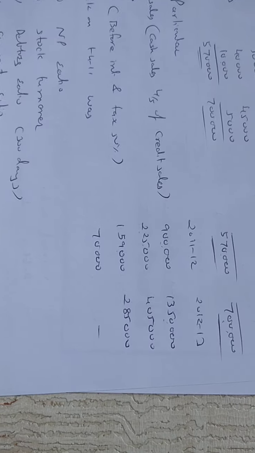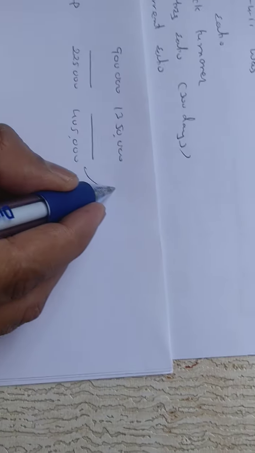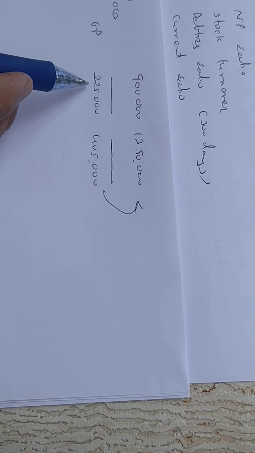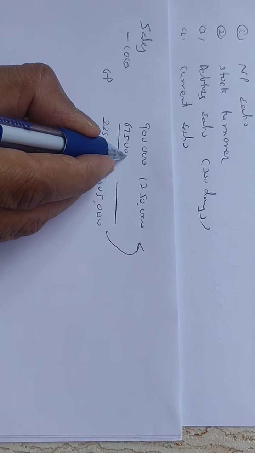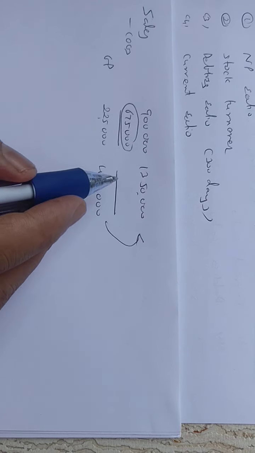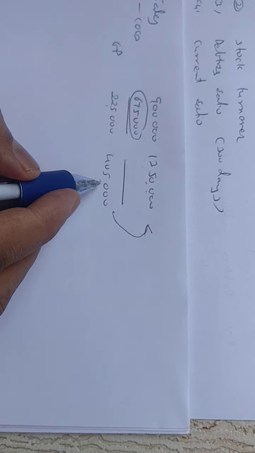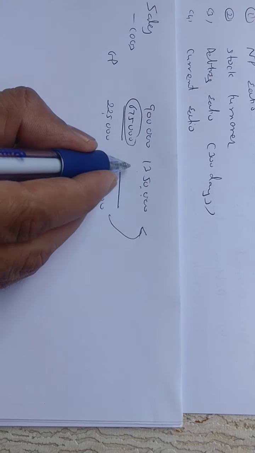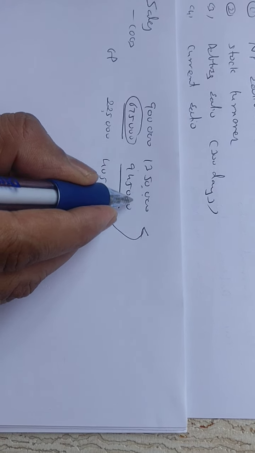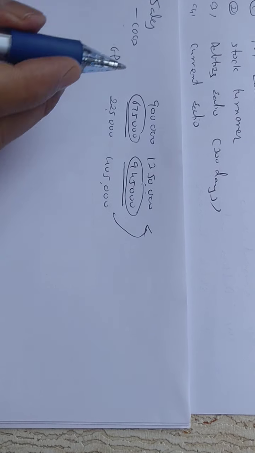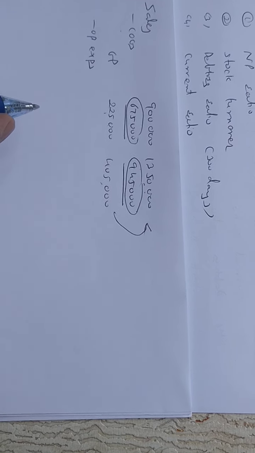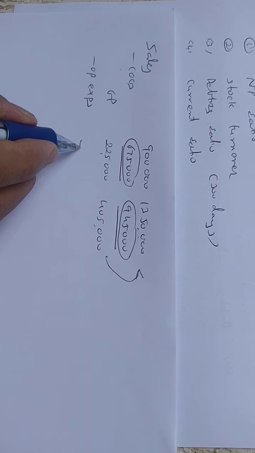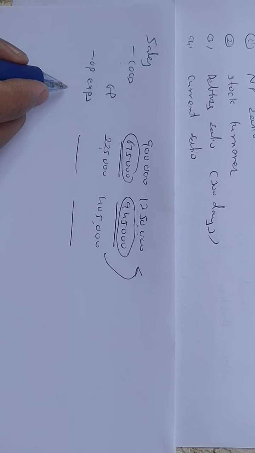Now inverse subtraction. 9 lakh minus 2 lakh 25,000. Then you got COGS 6 lakh 75,000. Same way, 13 lakh 50,000 minus 4 lakh 5,000. Then answer is 9 lakh 45,000. COGS found. Now operating expenses. Operating expense is not given, so nothing, don't mind.